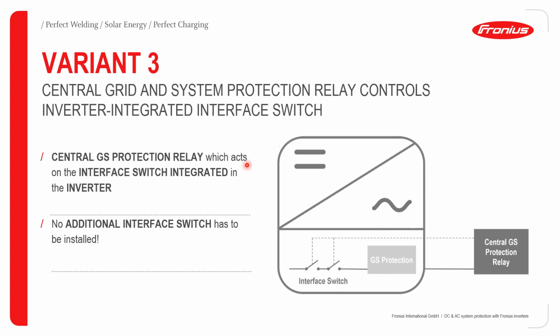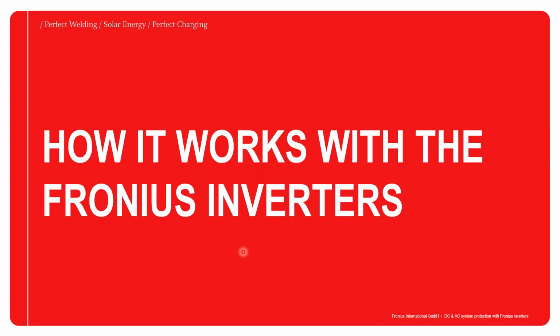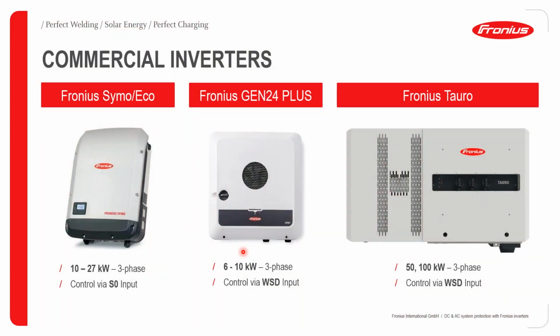So we're going to be shedding more light on this particular protection scheme. So how does it work with the inverters? So first off, let's just give us a list of the possibility of inverters. Depending on the plant size, this usually has application in our commercial inverters, ranging from the SIMO to the Eco, and of course the Gen24 Plus 6 to 10 kilowatts, and then of course the Tauro 50 to 100 kilowatts.